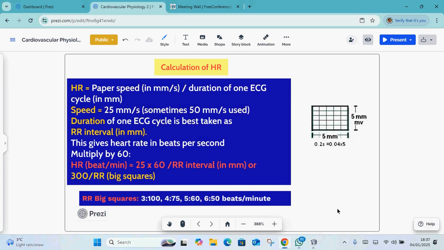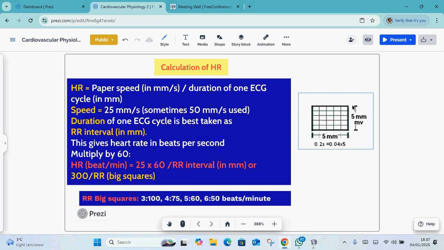Now we start analyzing the ECG. We start with the heart rate. How do you calculate the heart rate in an ECG? I know this lecture is difficult, but you will have it on YouTube, so you don't have to understand it now, but you will have to repeat this again. The heart rate is measured in beats per minute.